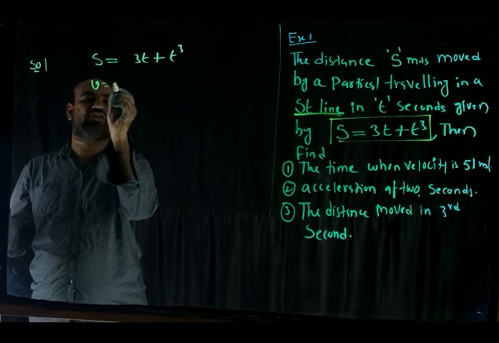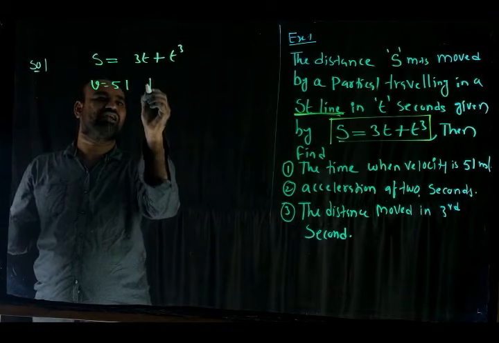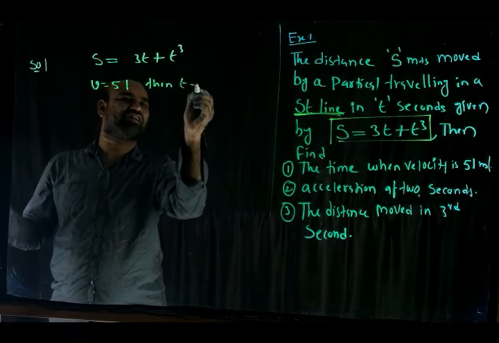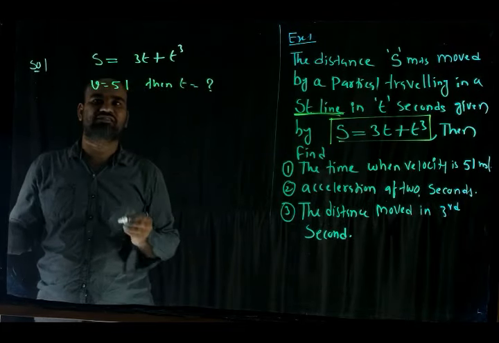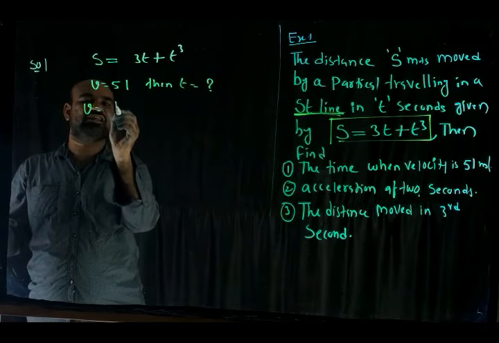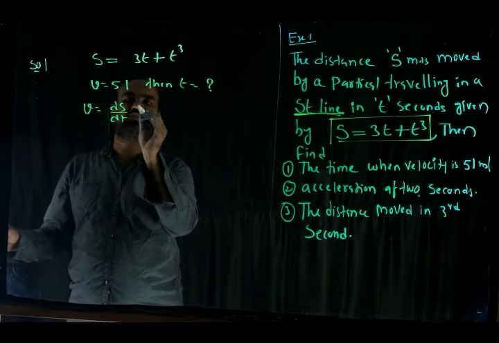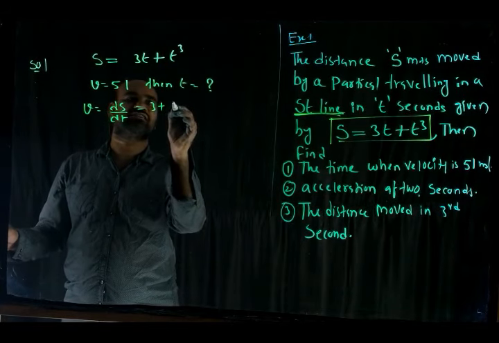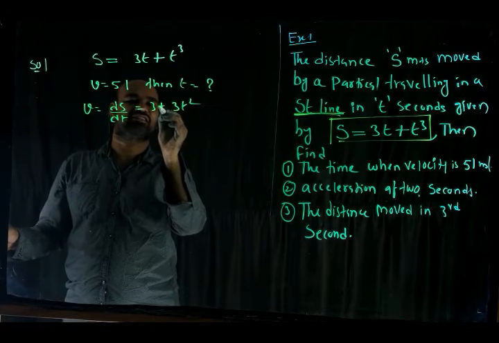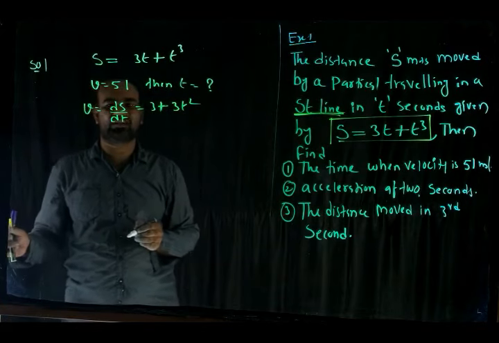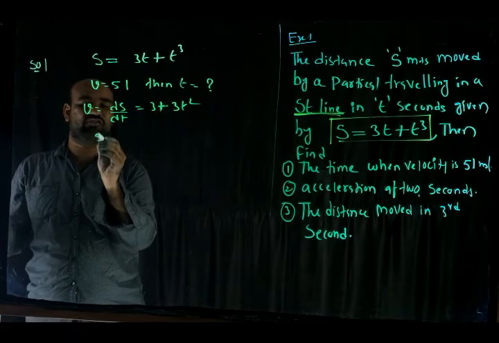V equal to 51, then t equal to? V means ds by dt, differentiating with respect to time. That is 3 plus 3t square. So V is 51 here.